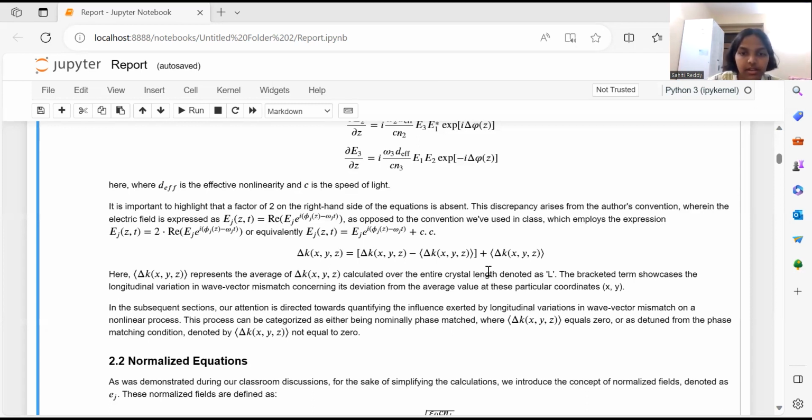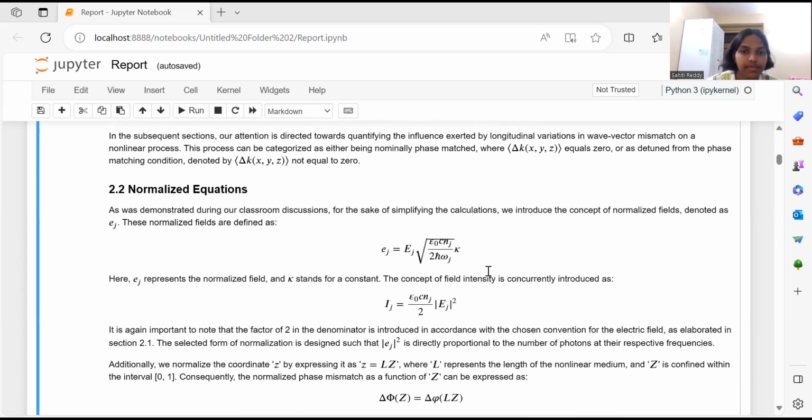In the subsequent sections, we are going to quantify the influence of longitudinal variations in wave vector mismatch on linear processes. This process is considered to be phase matched when the average value of delta k is 0, and considered to be detuned from phase matching if the average value of delta k is not 0.